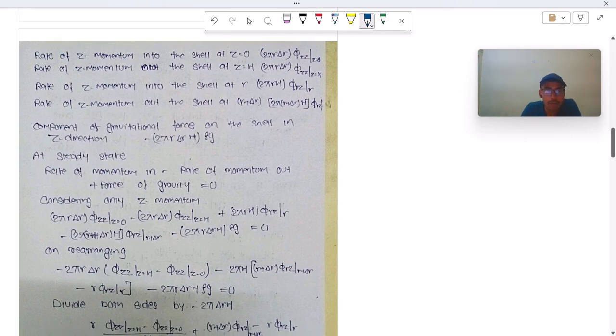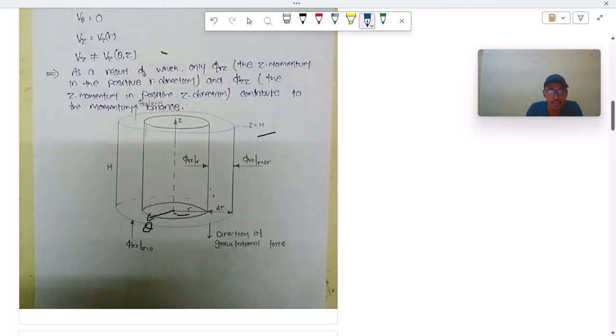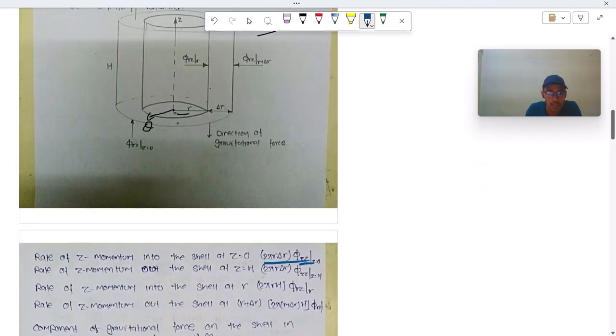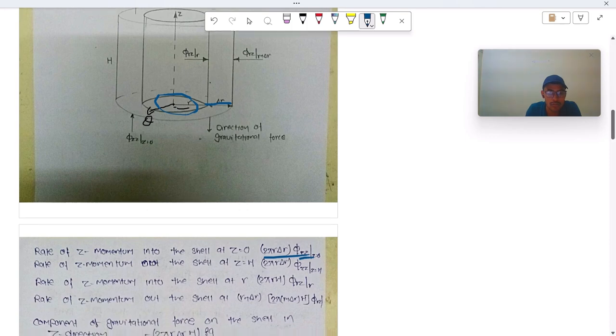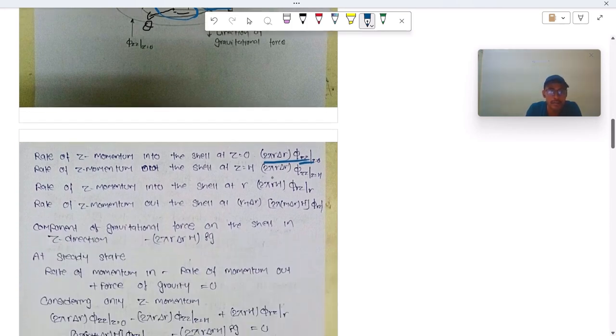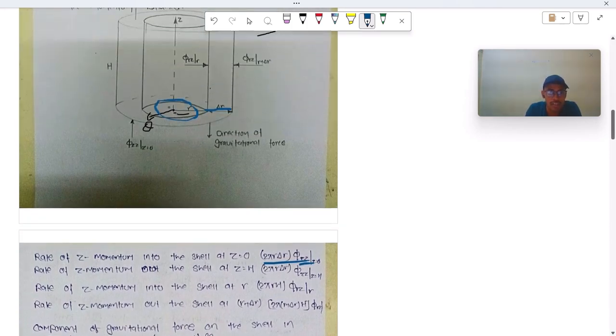Rate of z momentum in cell at z equal to 0 is given by phi zz, the flux, into the area, that is, rate is basically flux into area. So this is phi zz, the flux, and this is the cross sectional area. We can see that the cross sectional area is 2 pi r into delta r. This is 2 pi r, and its thickness is delta r, that is the total cross sectional area in z direction. It will remain the same at z equal to 0. This is in and this is out.